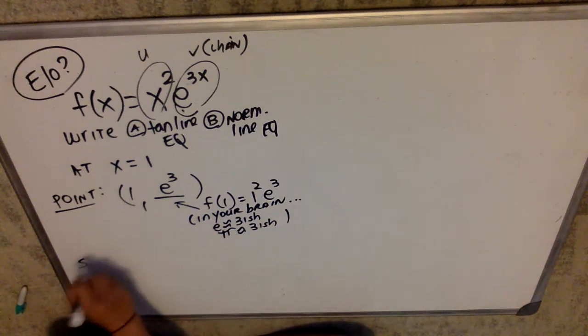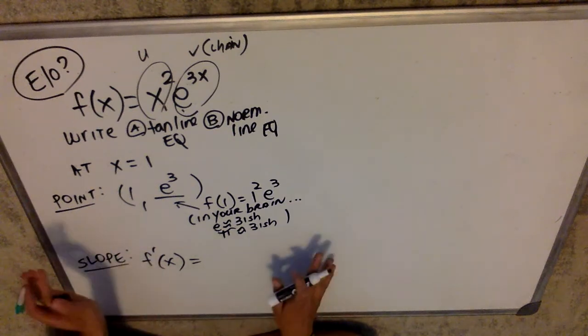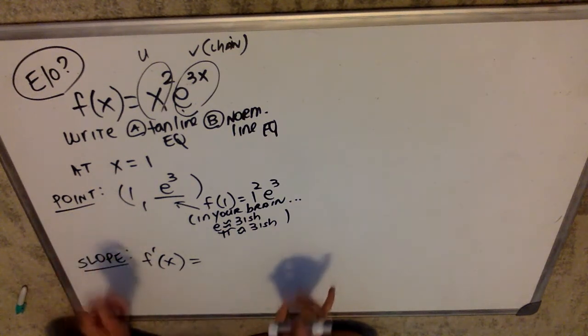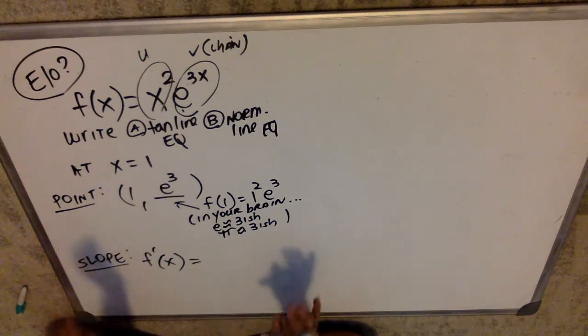The next thing I need is a slope. In order to get my slope, I'm going to have to do this derivative. Remember, at no point did product or chain get mentioned in this problem. In fact, at no point did the word derivative get mentioned. You have to know that in order to find the tangent line slope, you are differentiating. Nobody's going to tell you that. You have to know that.